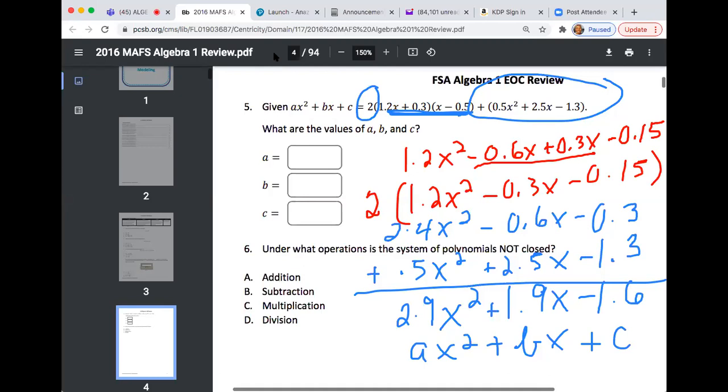This particular problem right here, listen. This is a really good problem you will find on the test, guys. It requires you to do some kind of work, and then it requires you to fill in the answers. Drag and drop the answers. That's what they're called, drag and drop.